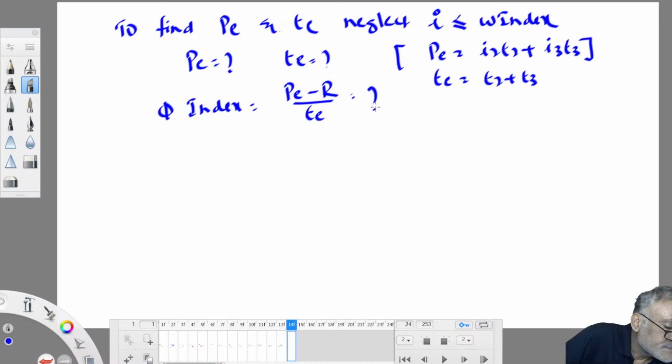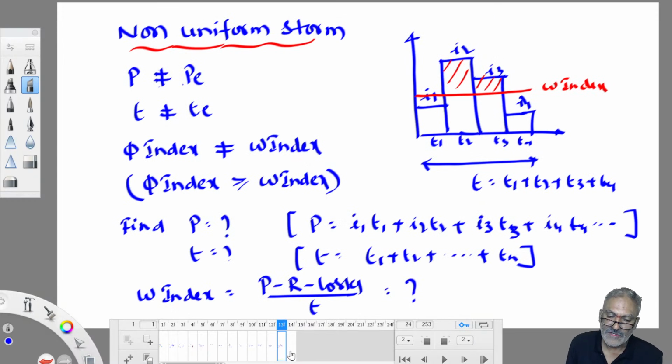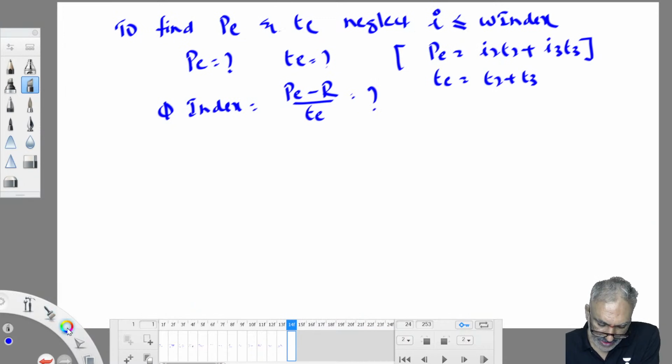Understood? What you need to notice is whether it is a uniform storm or a non-uniform storm. If it is a uniform storm, the pi index and the double index are both the same. If it is a non-uniform storm, the pi index is different and the double index is different. The pi index will be slightly more than the double index, generally greater than the double index, not equal. Next, we can also work out the runoff component using the pi index.